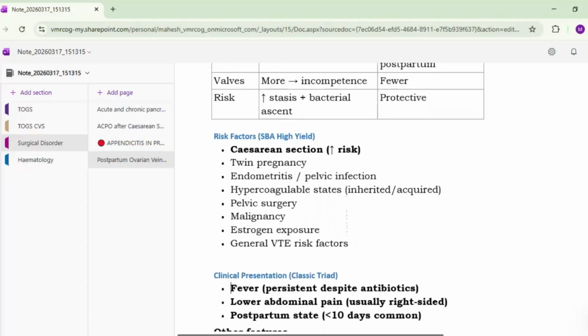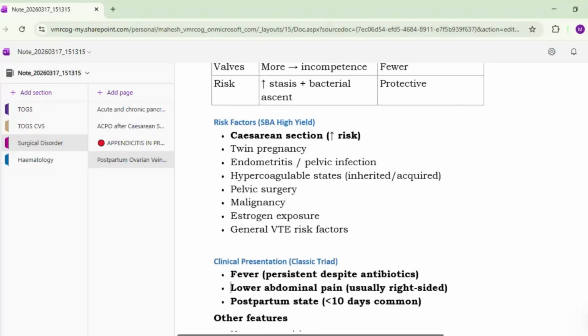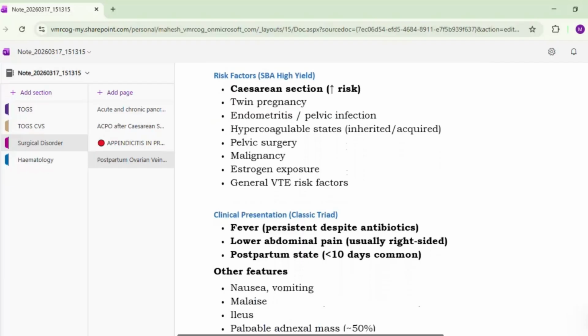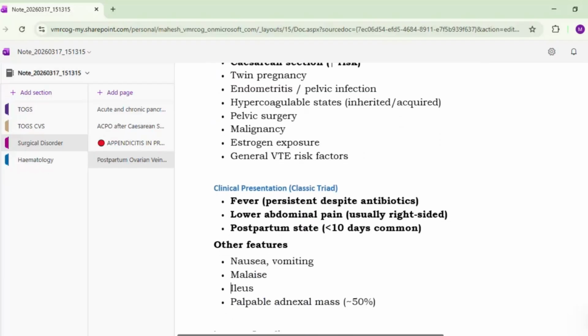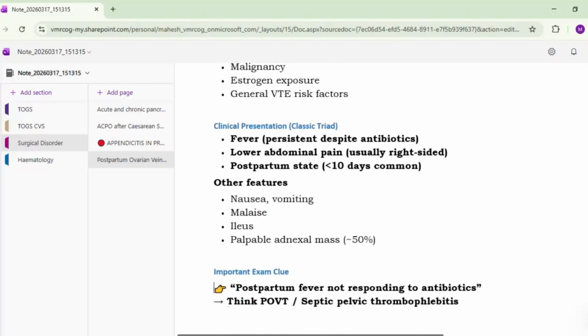Okay, so risk factors: cesarean section increases the risk, twin pregnancy, endometritis, pelvic infection, hypercoagulable state, pelvic surgery, malignancy, estrogen exposure, general VT risk factors. So these are the risk factors.